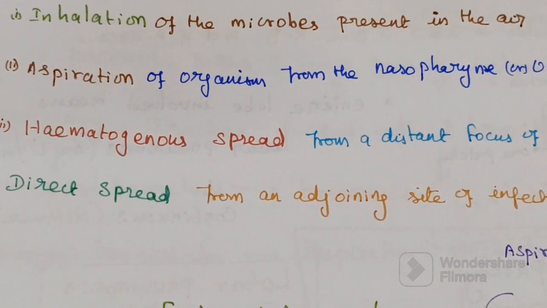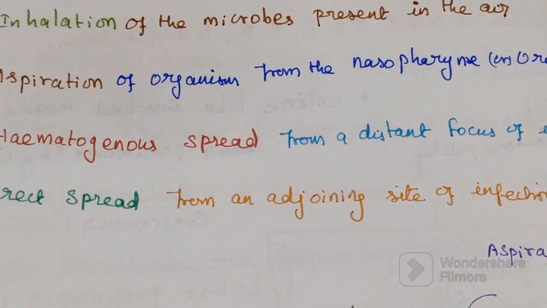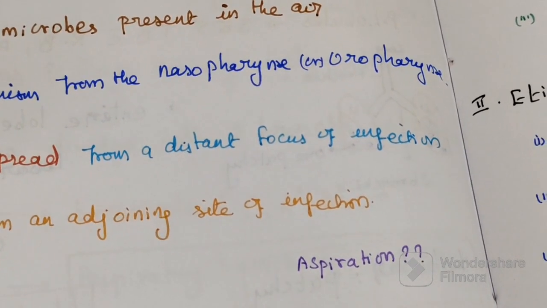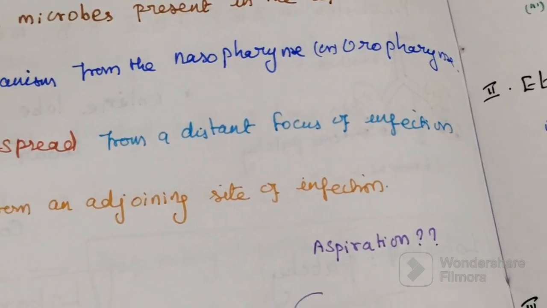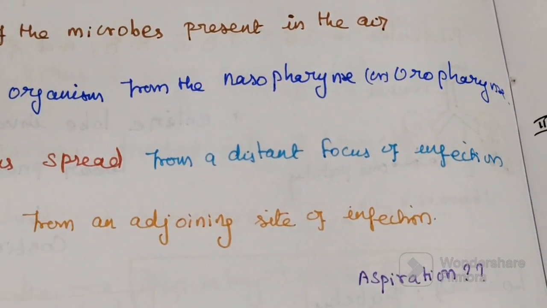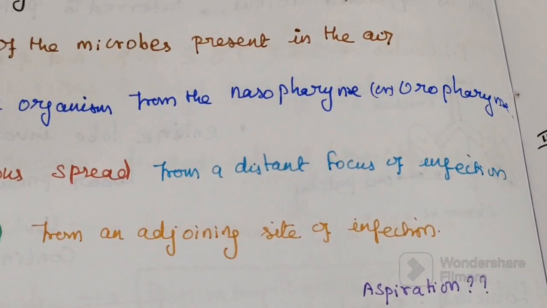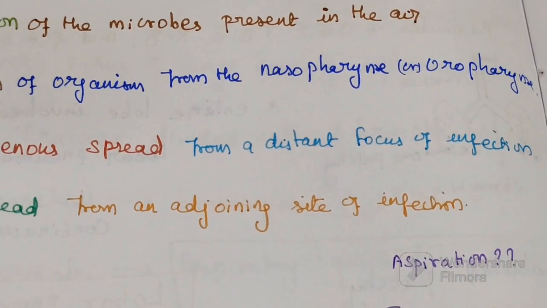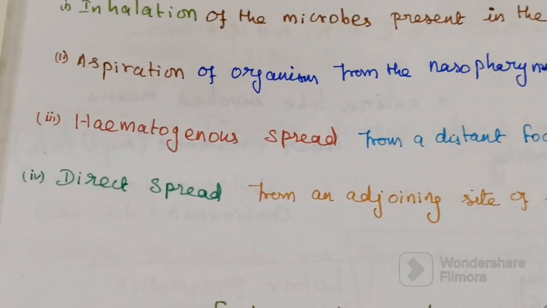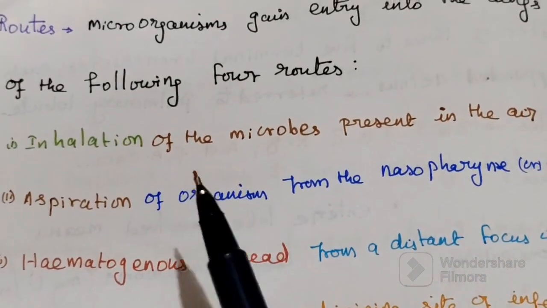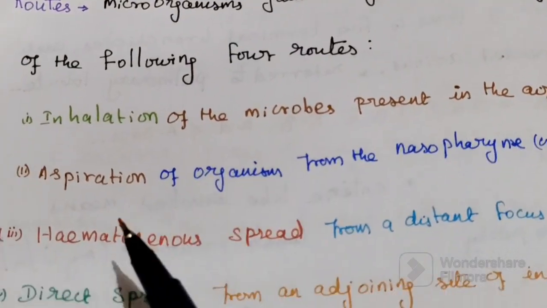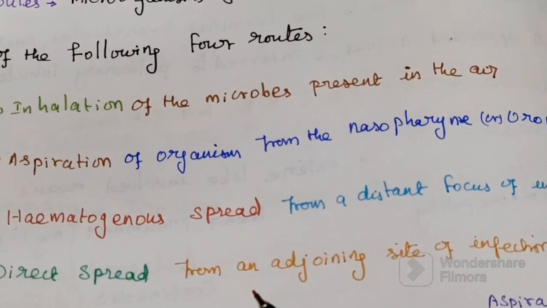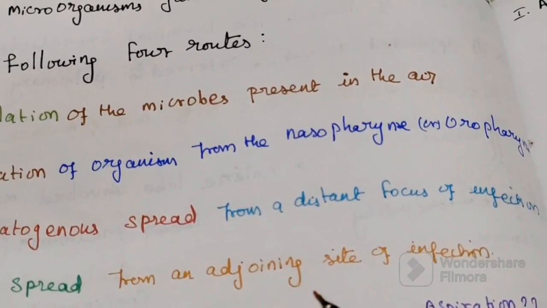Third one is direct spread, from an adjoining site of infection. Say for example, an organism present in the heart, an organ near the lungs, directly jumps into the lungs. So heart to lungs it will directly jump. That is called direct spread. So inhalation, through inhaling it will enter. Hematogenous, through blood it will enter. Direct, by a nearby organ it will jump directly.